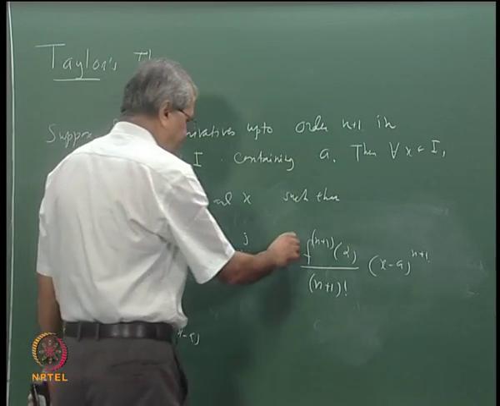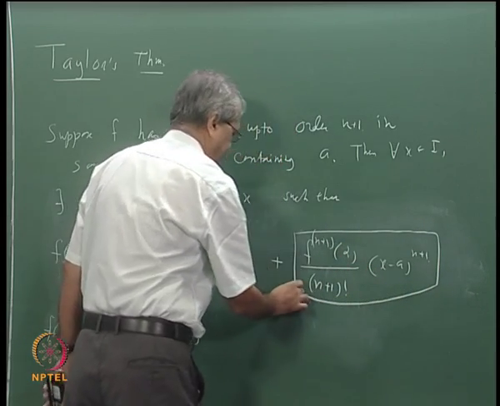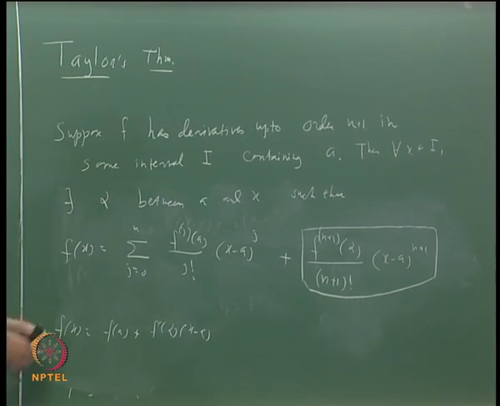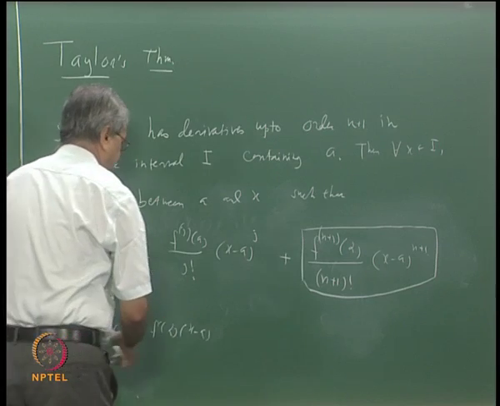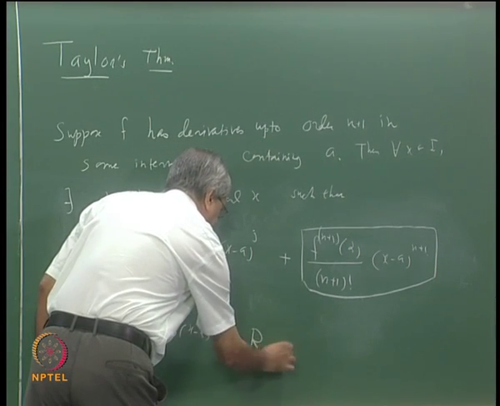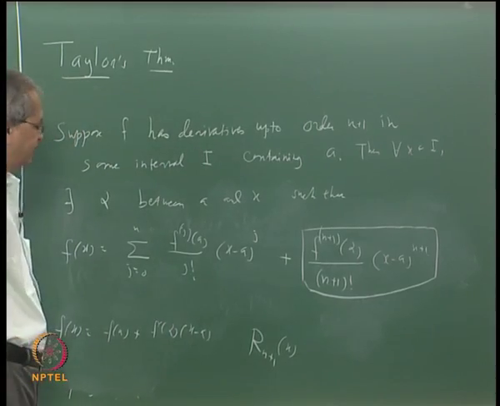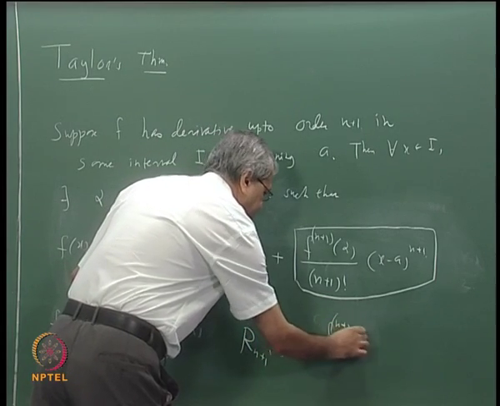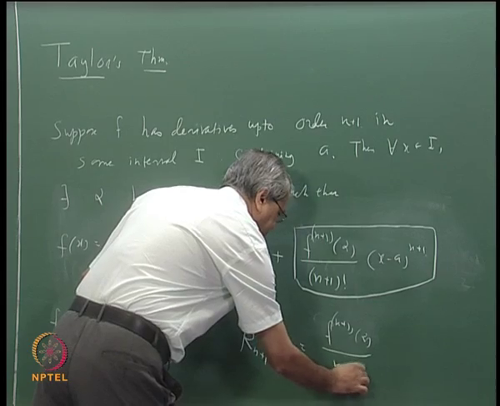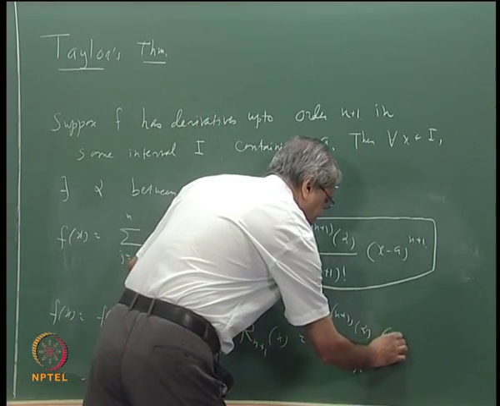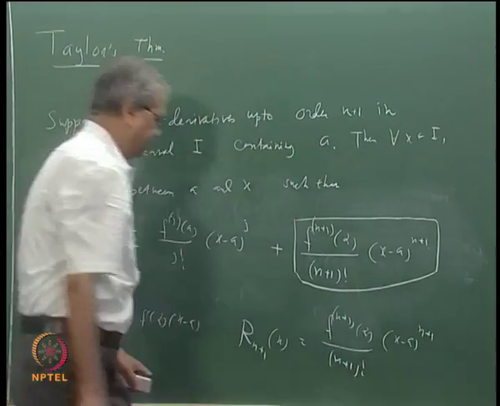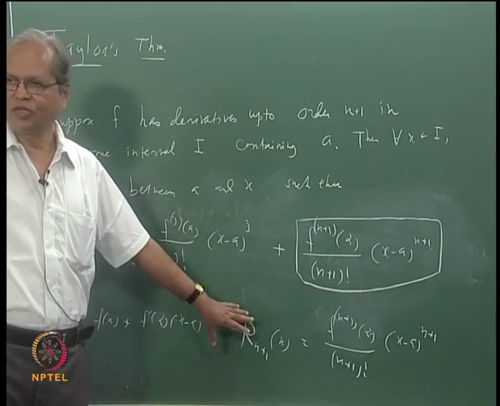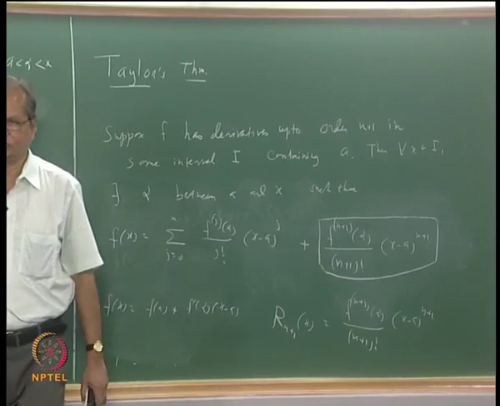One more thing, this term is called the remainder after n terms, and usually denoted by R n plus 1 of x, so R n plus 1 x is f n plus 1 at alpha divided by n plus 1 factorial multiplied by x minus a to the power n plus 1. Of course, this is just a notation, some books may be calling it R n x also, it does not matter, it is just a matter of notation.